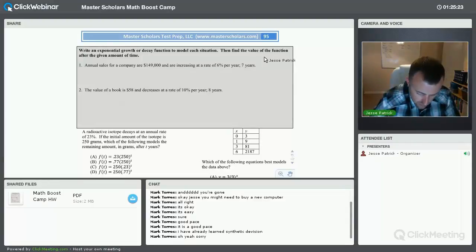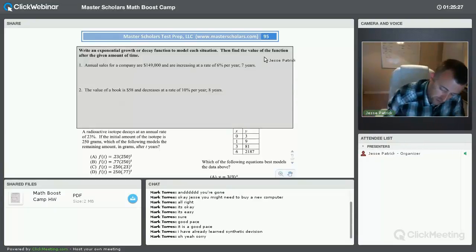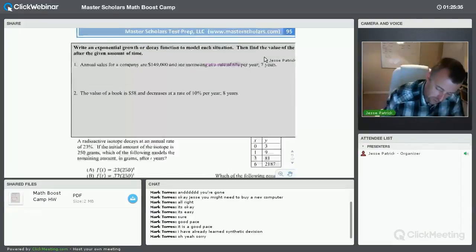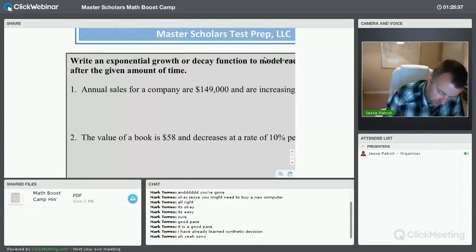So in this case, we have annual sales. Annual sales for a company are 149,000 and are increasing at a rate. Remember that keyword, at a rate, and that percent, right? At a rate of 6% per year. So going up 6%. So here's what we're going to have to do on this. A, which is our initial value, we're starting at 149,000.